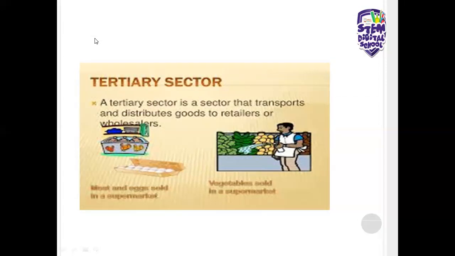And then that finished table, we're going to distribute it to the different shops, to the furniture shops like Russells or Bears or even any other wholesaler, Makro, whatever. And those places, or the distribution of that, will be forming part of the tertiary sector. Right.